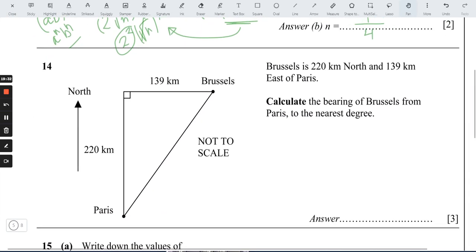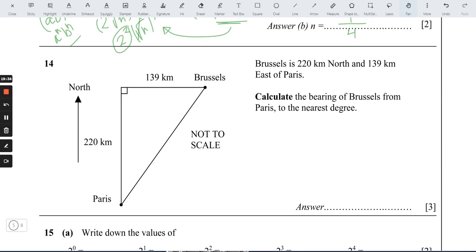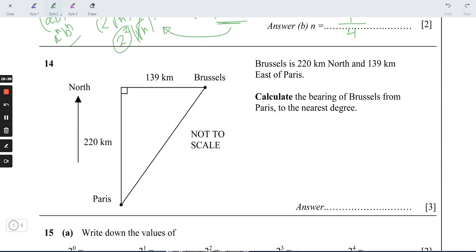Here we have question 14. Question 14, it's a right angle triangle because of this small square in here. Brussels is 220 kilometers north and 139 kilometers east of Paris. Calculate the bearing of Brussels from Paris to the nearest degree. This nearest degree is important here.